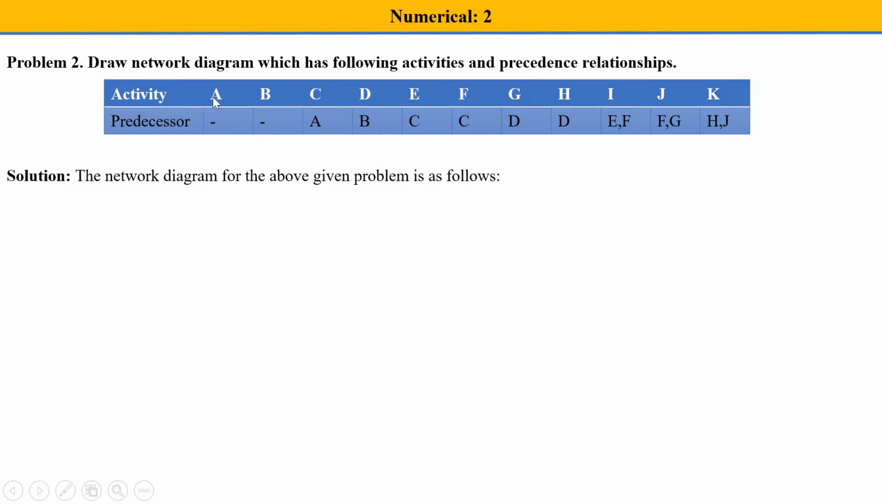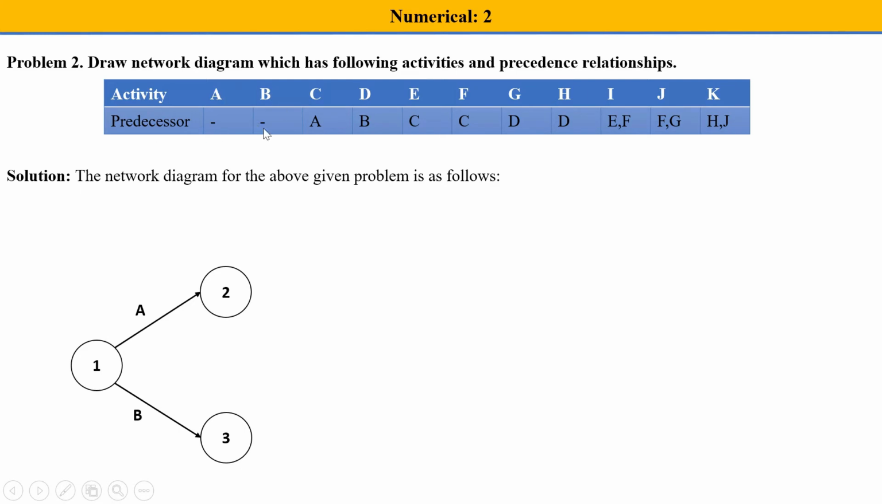Now activities are given to you: A, B, C, D, E, F, G, H, I, J, K. Up to K, the predecessor activities for all of the above activities are given. Before starting, always remember to see where the successors are given. Here A and B are the two activities with no activity before them, so I will draw A from event 1 and draw B also from it.